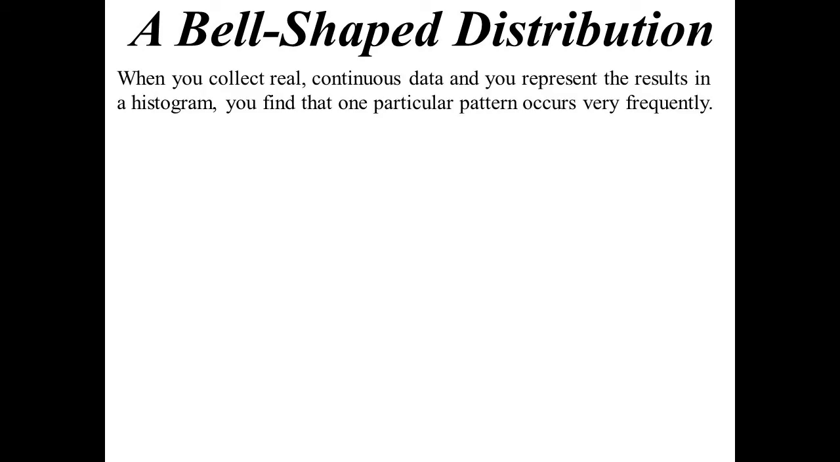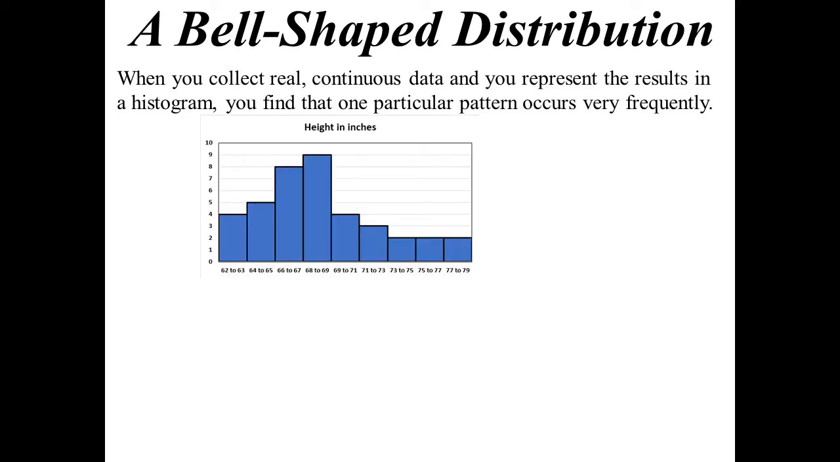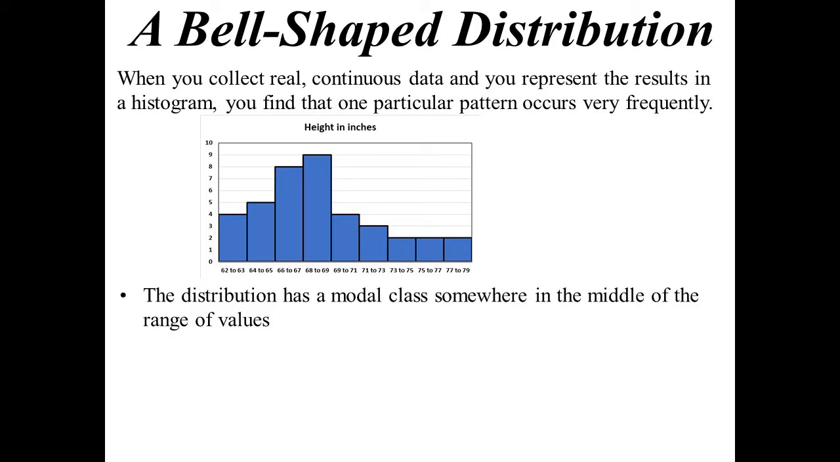You'll be surprised how often with continuous data, when you're collecting it, this bell-shaped distribution occurs. So this sort of pattern, okay, this one's height in inches, and I've put it into class intervals and come up with a histogram, but we can still see the pattern of the curve there. So a bell-shaped distribution is one where the mode, or modal class in this case, is somewhere in the middle of the data. The distribution is almost symmetrical.